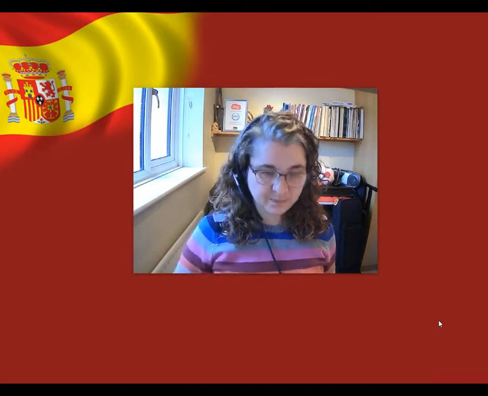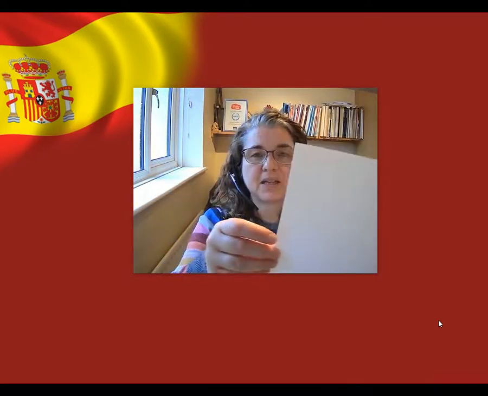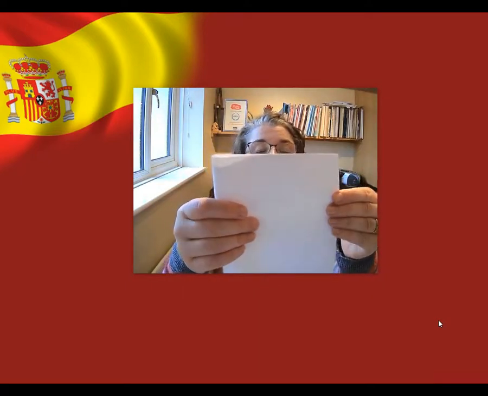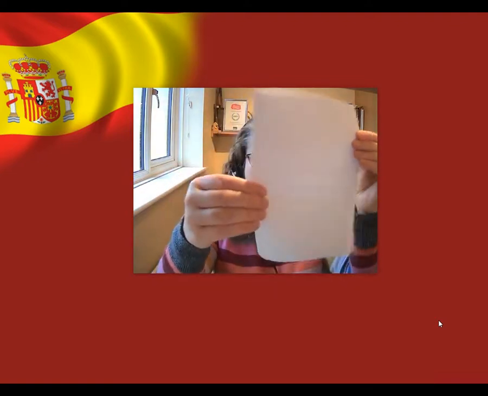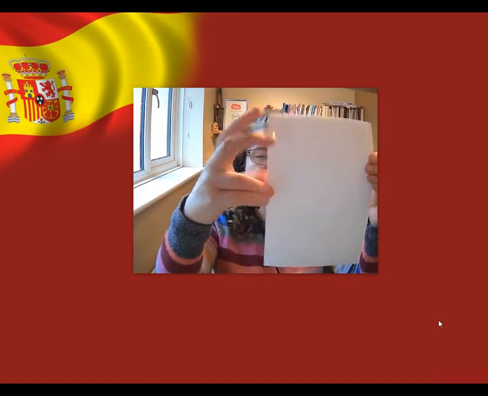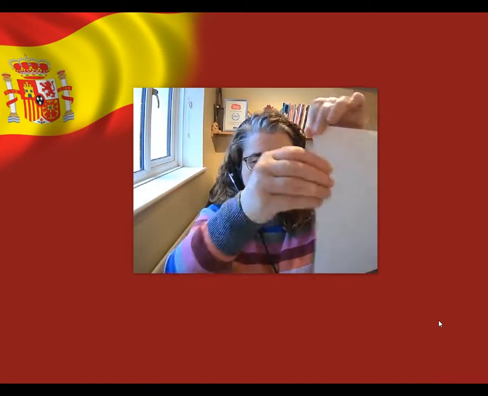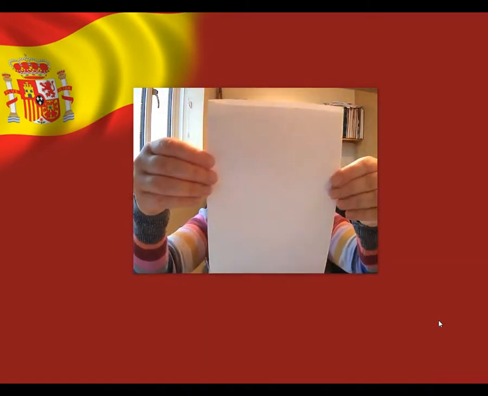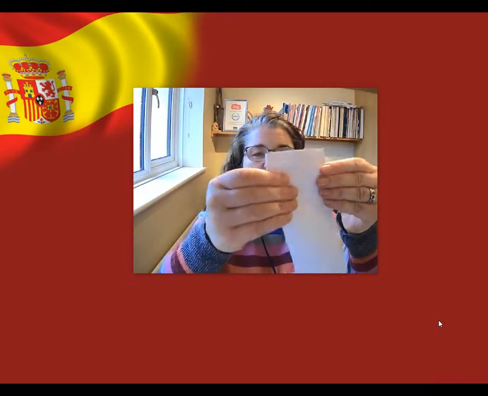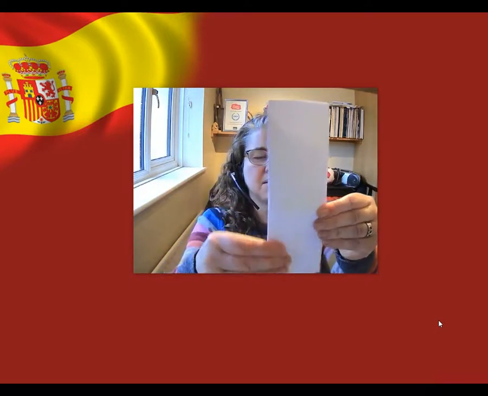So for your mini book, you are going to need a piece of paper and you're going to need your scissors. First of all, take your piece of paper and fold it in half like you're making a birthday card. So fold it in half as exactly as you can. Do a nice fold. Then fold it in half again the same way, as though you were making a long and skinny birthday card.